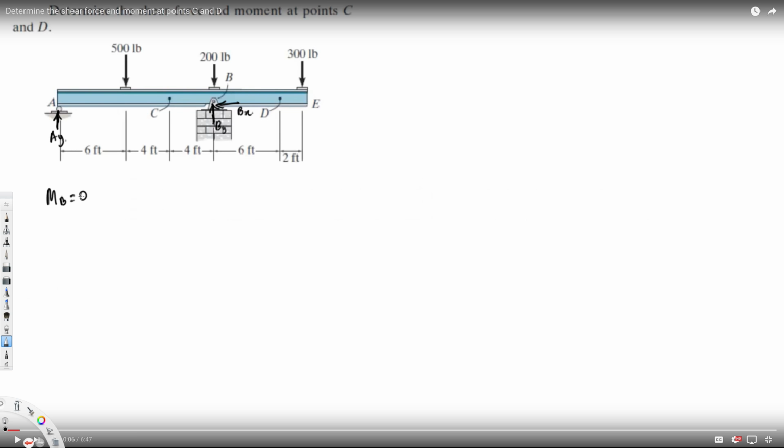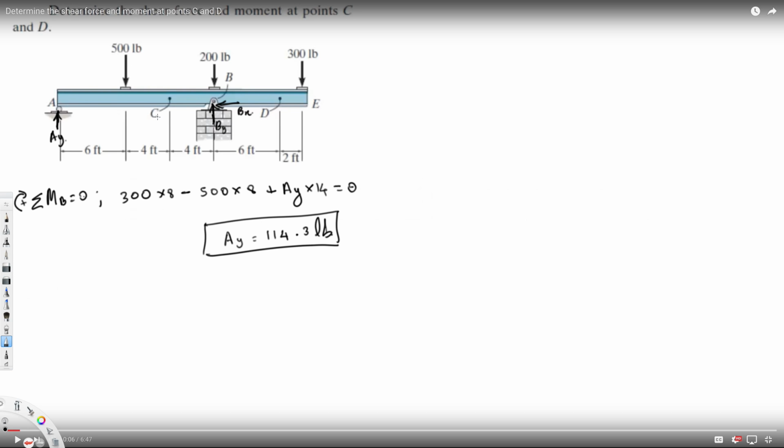So the moment around B equals 0 in statics, and if I take clockwise as positive, the 300 is at an 8 feet distance, so it's positive 300 times 8. The 500 is acting counterclockwise, so it's minus 500 times 8, and Ay is pushing this object clockwise, so it's positive Ay times 14, equal to 0. If I calculate Ay, it comes out to be 114.3 pounds. So this is my Ay.